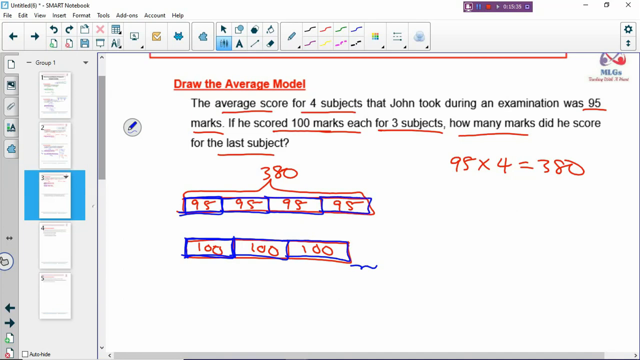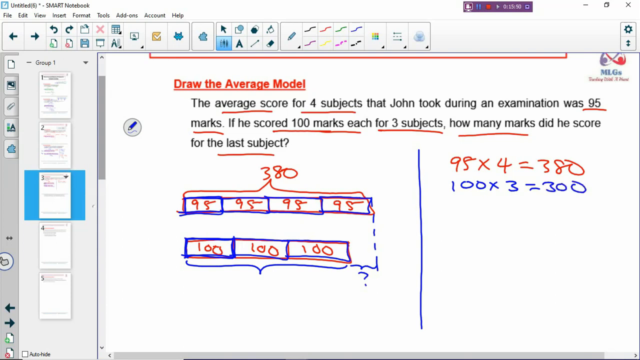Okay, so can you find how much more is that? All right, so if every subject is 100, then what's the total marks for the first three subjects? So you have 100 times 3, that will give you total marks 300. Then the last subject must be how many marks? There is a total of 380 marks for 4 subjects, right? And there's a total of 300 marks for 3 subjects only.